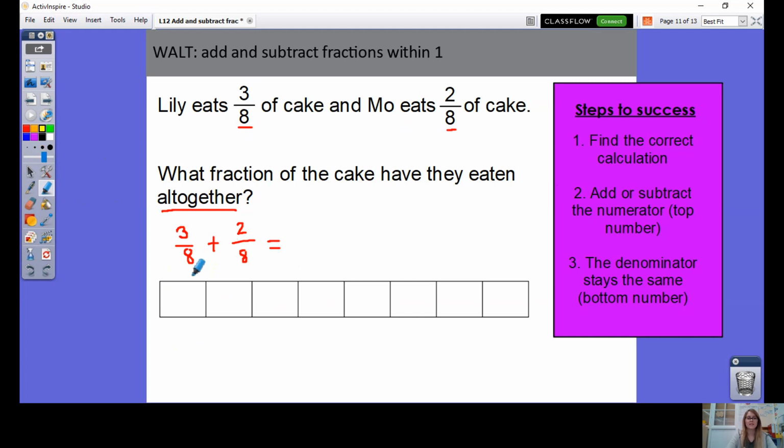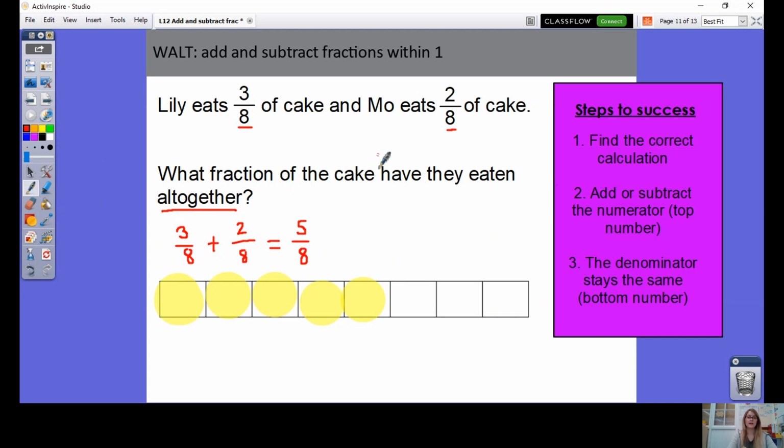So I know I need 8 parts, so I've drawn 1, 2, 3, 4, 5, 6, 7, 8. So I've got 3, 1, 2, 3, and then I need to add 2 8s. 1, 2. Okay, so I've done 3 8s and 2 8s. Now I can add them together. So I have 1, 2, 3, 4, 5 parts are shaded in. So I can do my numerator as 5 and my denominator stays the same.